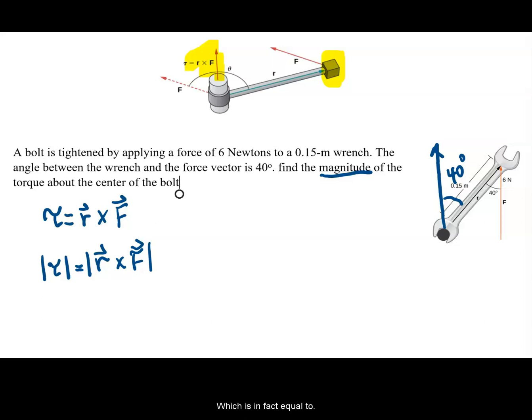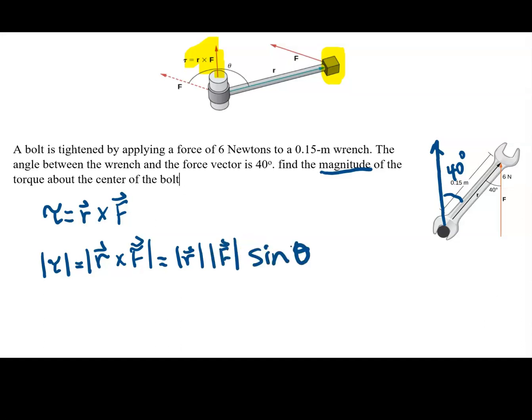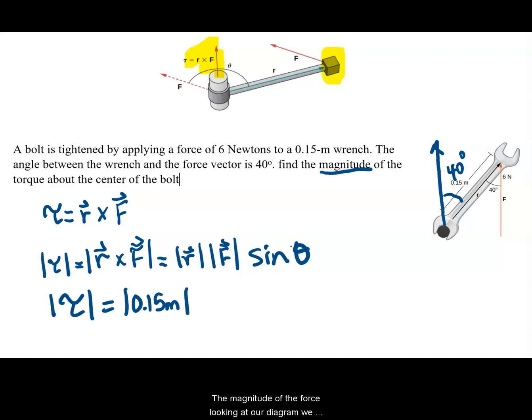which is in fact equal to the magnitude of R, the magnitude of F, and in our case, the torque will be magnitude of R. That's how long my wrench is, and it's 0.15 meters. The magnitude of the force, looking at our diagram, we see that that is 6 newtons. And then sine of 30 degrees. Oh, my bad, 40 degrees.